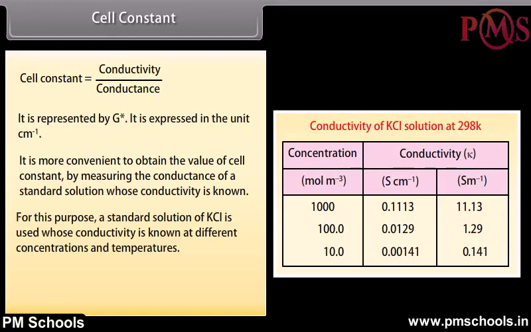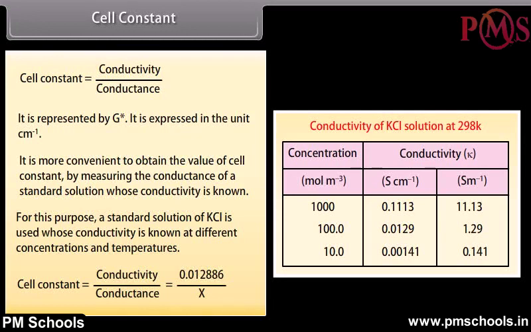and temperatures. Cell constant is equal to 0.012886 upon X. Once the cell constant is known, the conductivity can be calculated from the measured conductance or measured resistance of the electrolytic solution.